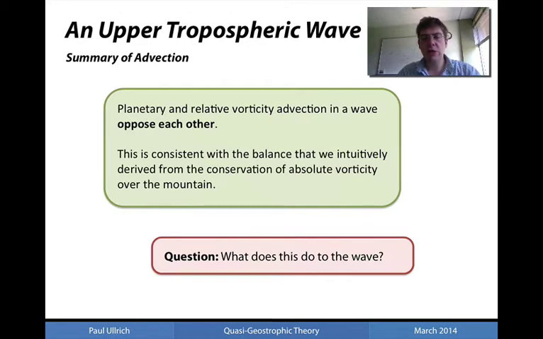So this is consistent with the fact that we have this inherent balance associated with the system when we considered absolute vorticity over the mountain. That is, if you went too far north, you would have dominance of one particular term, which would lead to rotation in the flow, and hence a change of direction associated with fluid parcels in the flow. So the question then becomes, how does this competing vorticity advection affect the large-scale wave?